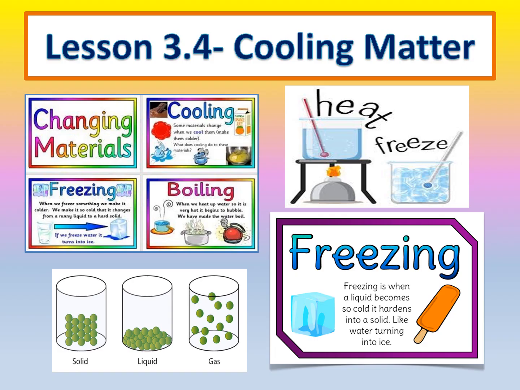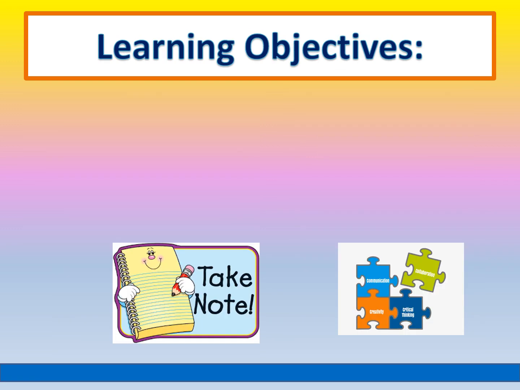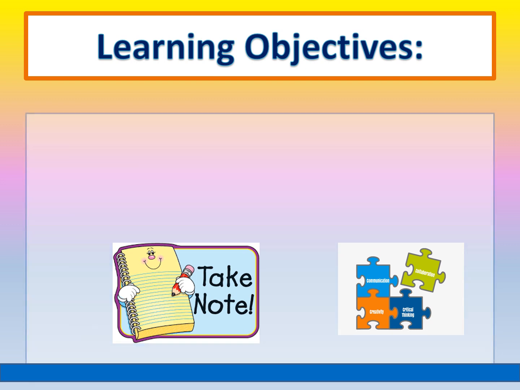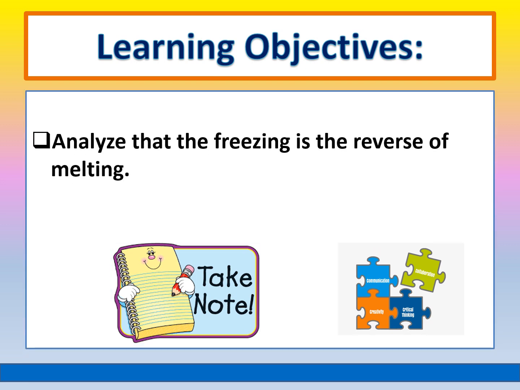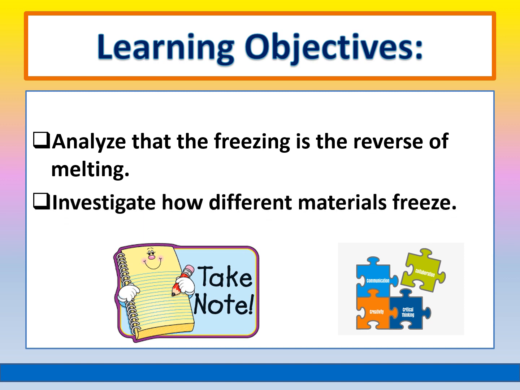Today, we're going to learn about Lesson 3.4, Cooling Matter. In your student book, it is on pages 46 to 47. Learning objectives of this lesson. First, analyze that freezing is the reverse of melting. Second, investigate how different materials freeze. So at the end of this lesson, you will be able to analyze that freezing is the reverse of melting, and you will do an investigation on how different materials freeze.